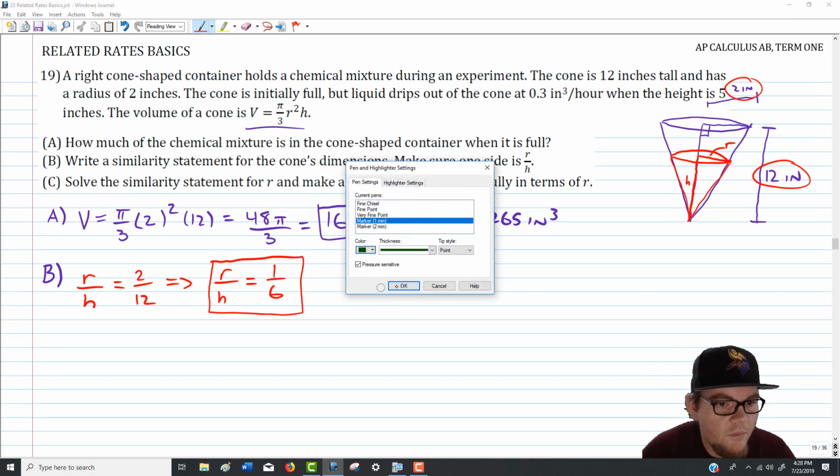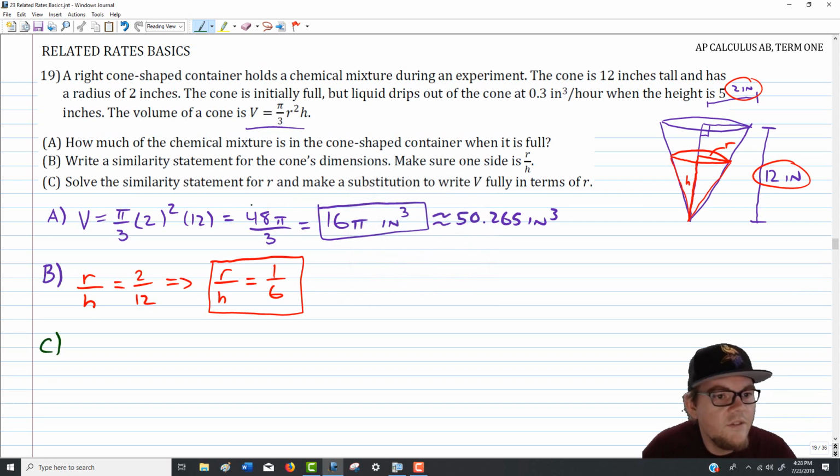Okay, third, that brings us to part C. Part C asks us to solve the similarity statement for R and make a substitution to write V fully in terms of R. Again, this is just all training you to what your work's going to look like when you get to this problem in a future problem.